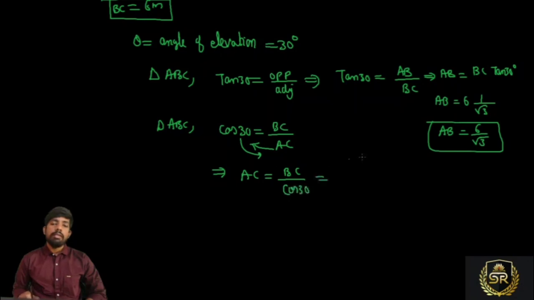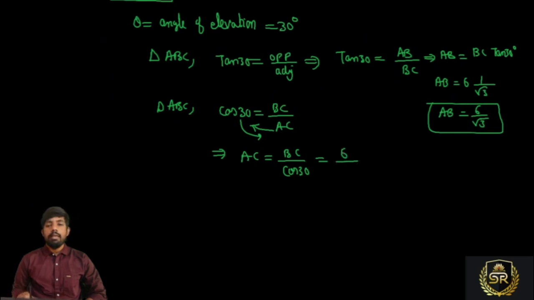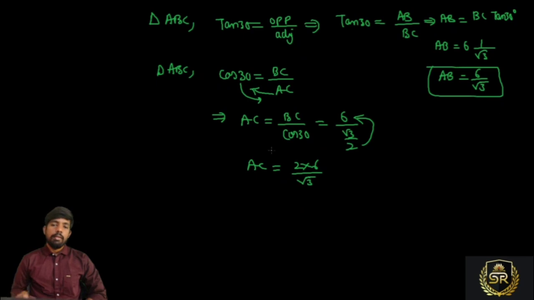So BC is 6, and cos 30 value is root 3 by 2. So bring this 2 to the top. AC is equal to 2 into 6 by root 3. AC is equal to 12 by root 3. So this is AC, and this is AB.